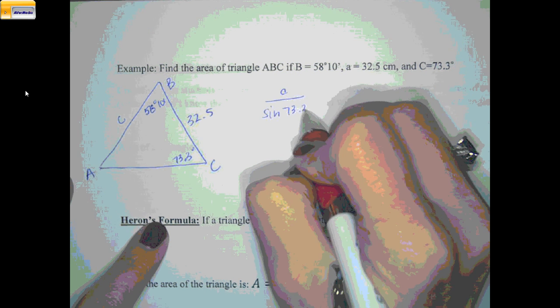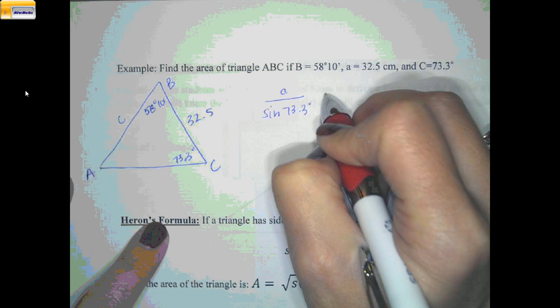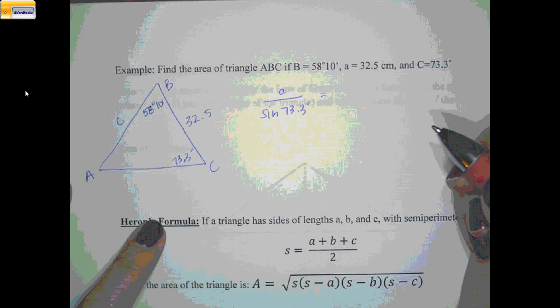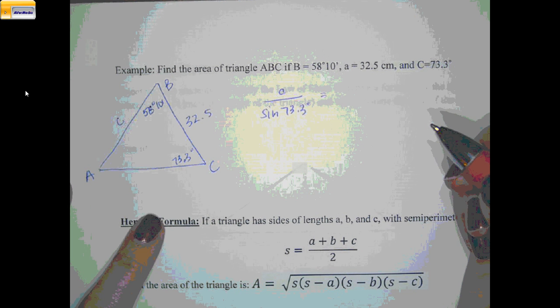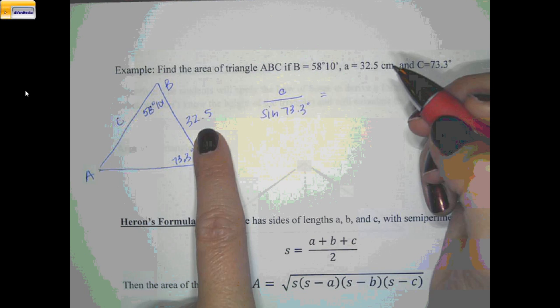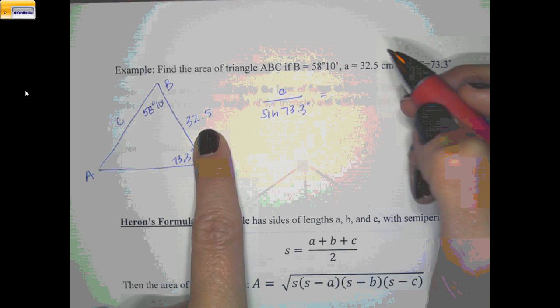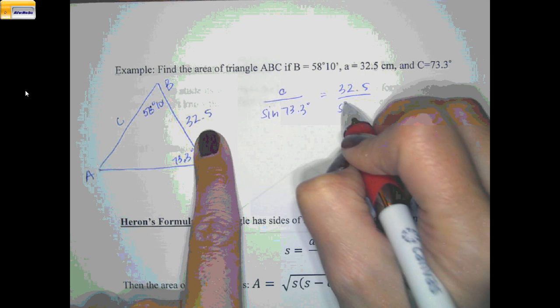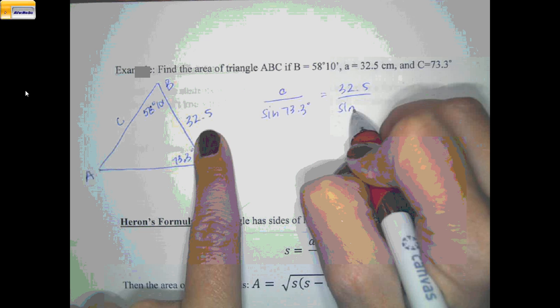You may find B if you like, dear. Equals, what do I do now? I'm going to wind up with two unknowns. I do have this side. I should probably use A. So I have 32.5 over sine of, how do I get A?